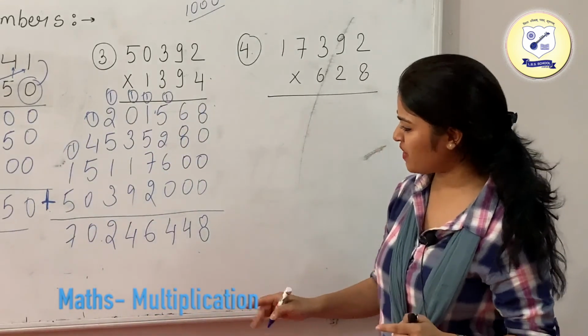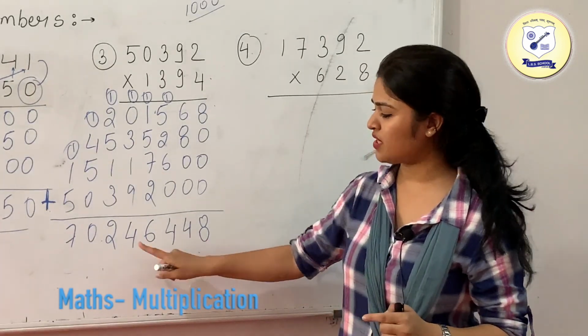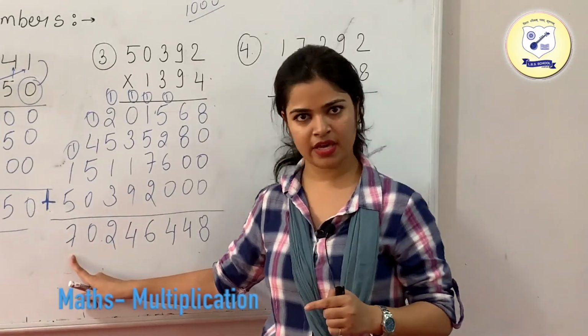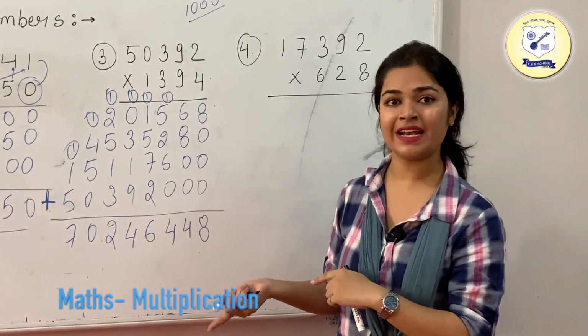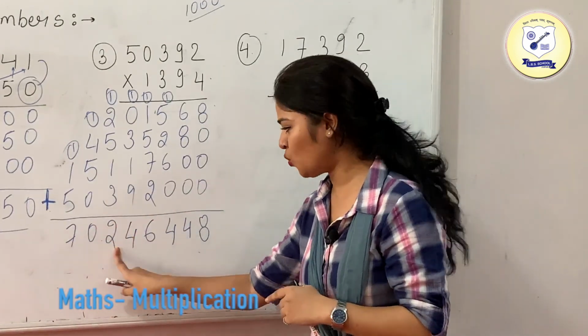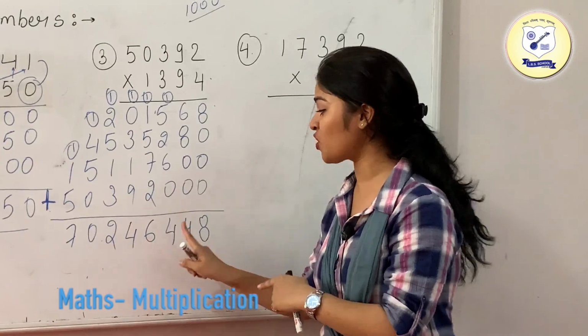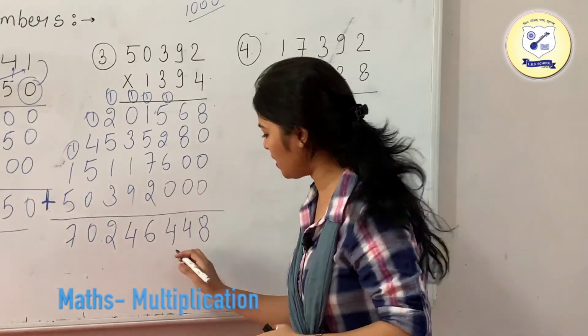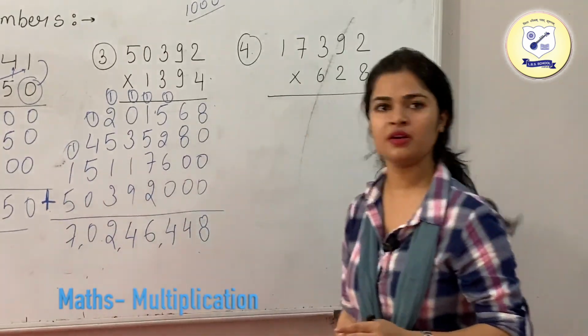Now just check the place values of each number. Ones, tens, 100, 1000, 10,000, lakh, 10 lakh, crore. Okay. So how we are going to spell it is 7 crores, 2 lakh, 448. Okay. So this is your number.